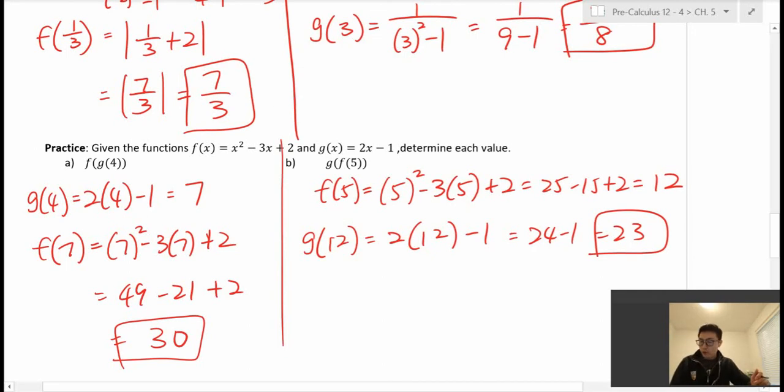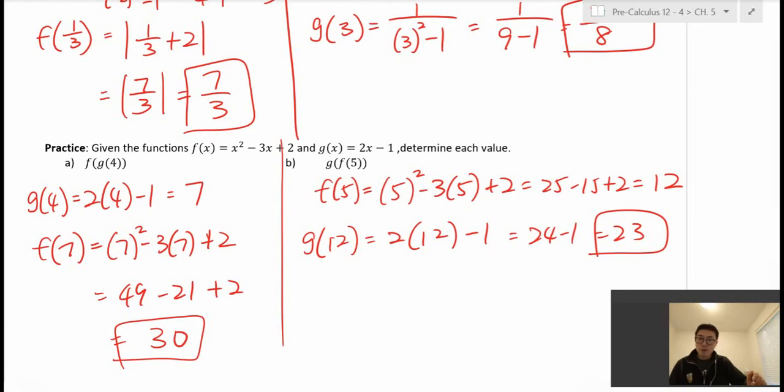Alright, so for these practice questions, hopefully these are the answers that you got. Again, you've got to work inside out, so you've got to figure out g of 4 first, which you get 7. And that just becomes f of 7, which is 30 right there. For the second one, same thing, inside out. So you've got to figure out f of 5 first, and you should get 12 out of that. And then the question becomes, what's g of 12? If you plug 12 into x, you should get 23.